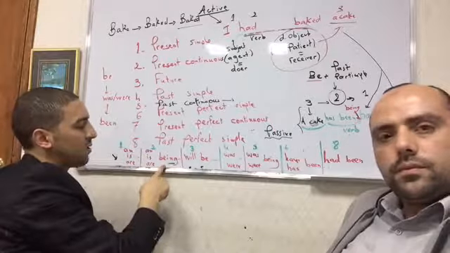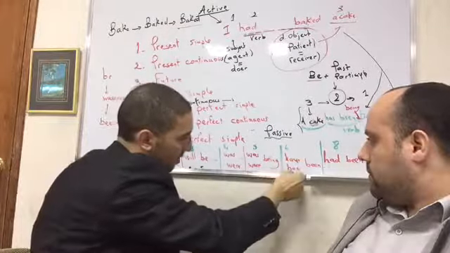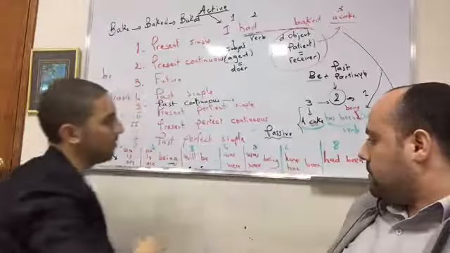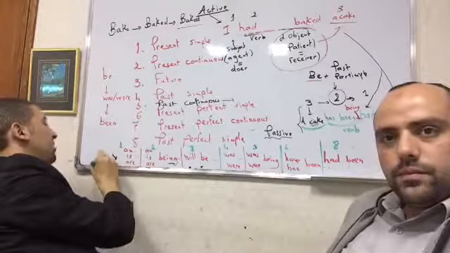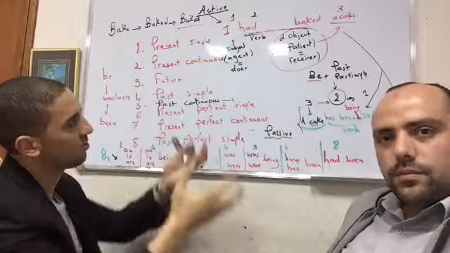This is continuous, present continuous. This is the future simple. This is the past simple, the past continuous, the present perfect, and the past perfect. So this is verb to be, and as we said, you reverse.